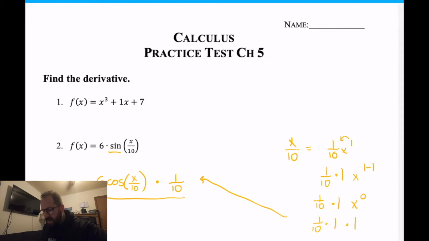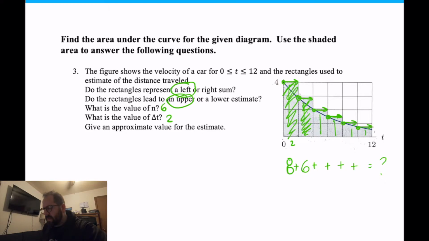Okay, number 3, we talked about doing either a left sum or right sum. You have to identify that from the picture, so it's going to be one or the other. You have to tell me if it's an upper estimate or a lower estimate, so overestimate or underestimate. N is the number of columns you have. Delta T is the gap between them, the distance between each column. And then obviously you have to find the approximate value.